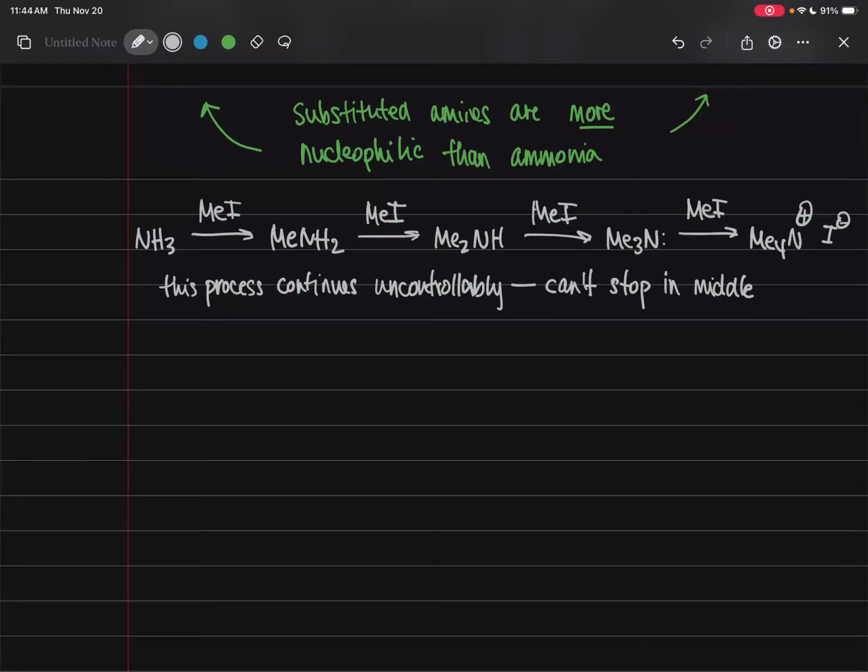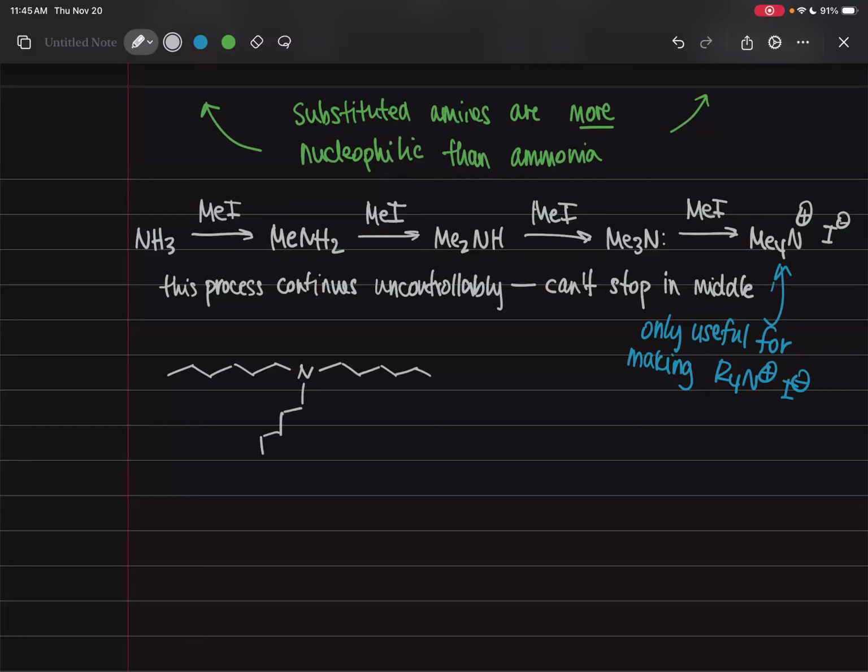So essentially, this process is not useful for making any of the lower substituted amines. However, if you want to make those quaternary ammonium salts, this is a perfect way to do that. And in fact, those molecules are kind of important. One example is something that looks kind of like this. I'm not counting the carbons very precisely.